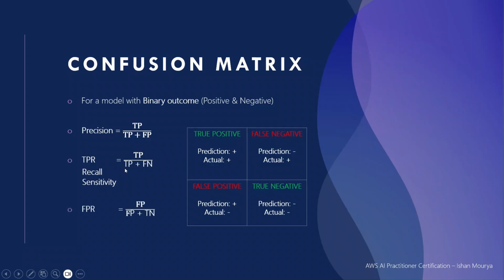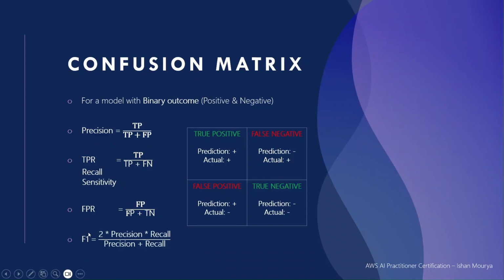Next is the false positive rate. This is false positive divided by false positive plus true negative. The actual is negative in both cases, meaning it's not spam. So how many of the total non-spams did the model incorrectly identify as spam? That is your false positive rate. Again, we don't have to remember these things at all.